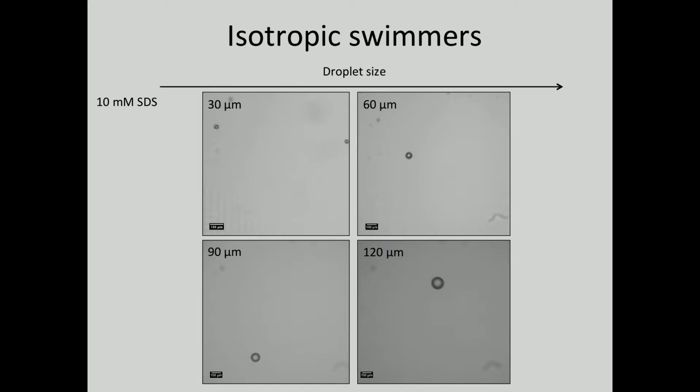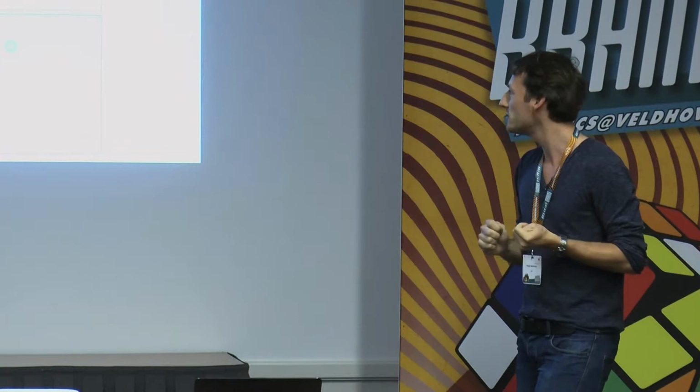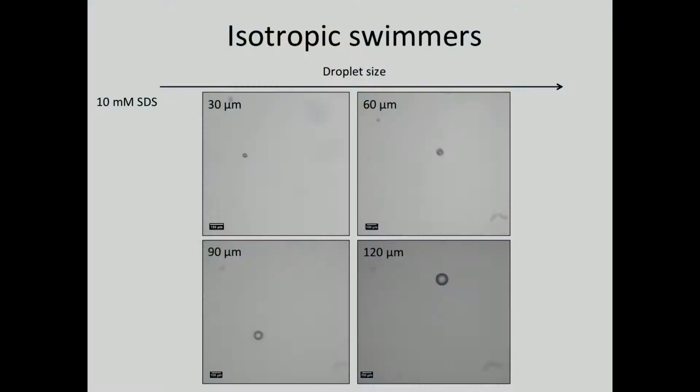If you do this for a 30 micrometer droplet, which I would consider small but is still fairly large compared to what we've been talking about before, these droplets will simply move in a straight line. But what we saw is that if you increase the size of these droplets, they will start to turn around. The scale bars that you see are 100 micron, so the biggest drop is 120 micron. They do a lot of turning, a lot of circling, and a sort of oscillating motion. I really don't understand what's going on. But this did motivate us to look at the flow around these droplets.